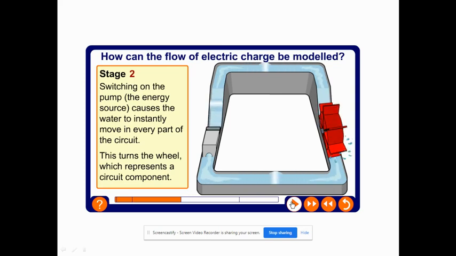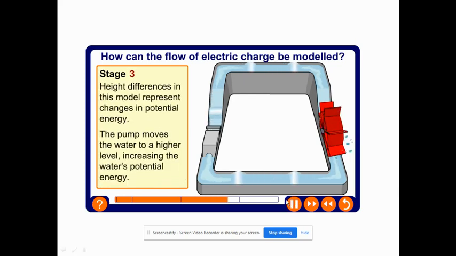And then you can see here, the movement of the water is causing this wheel to spin. The spinning wheel represents a component within a circuit. A component is something like a light bulb. So when the current starts flowing, the light bulb would light up just as the water starts flowing here, causing the wheel to spin.